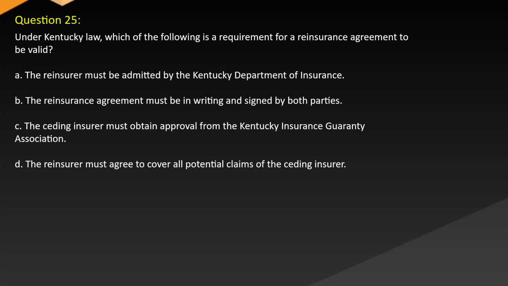Question 25. Under Kentucky law, which of the following is a requirement for a reinsurance agreement to be valid? A. The reinsurer must be admitted by the Kentucky Department of Insurance. B. The reinsurance agreement must be in writing and signed by both parties. C. The ceding insurer must obtain approval from the Kentucky Insurance Guarantee Association. D. The reinsurer must agree to cover all potential claims of the ceding insurer.